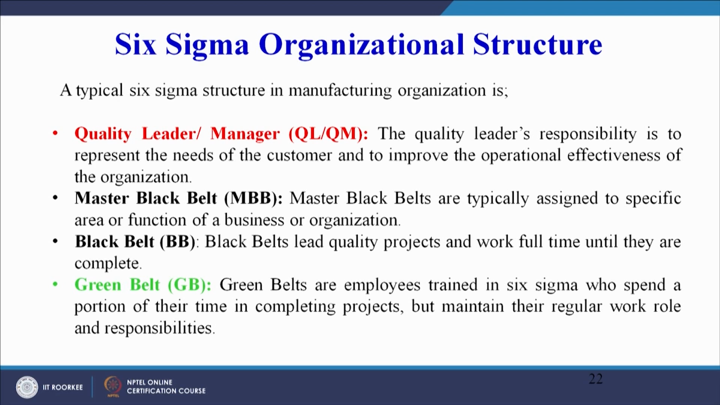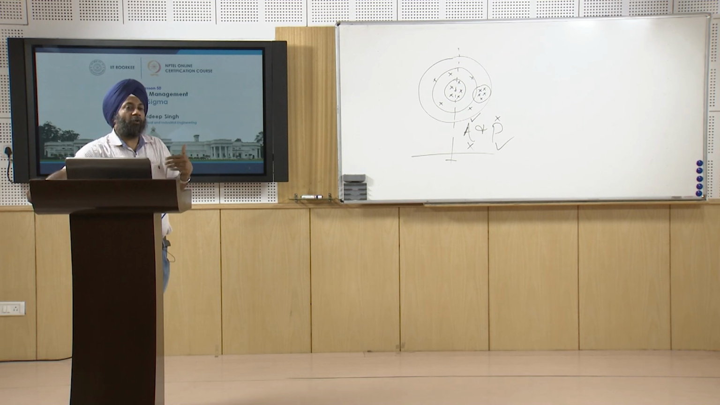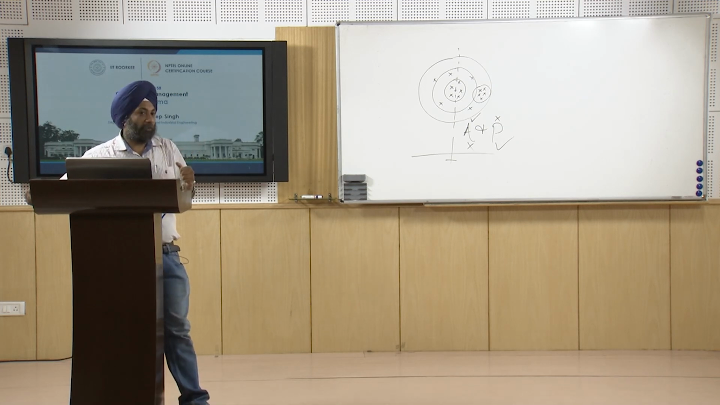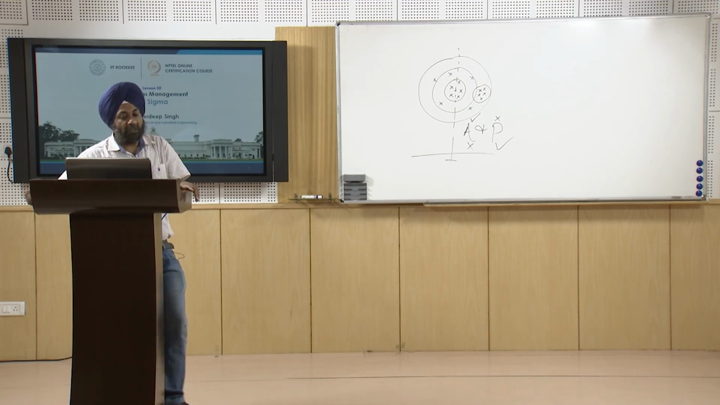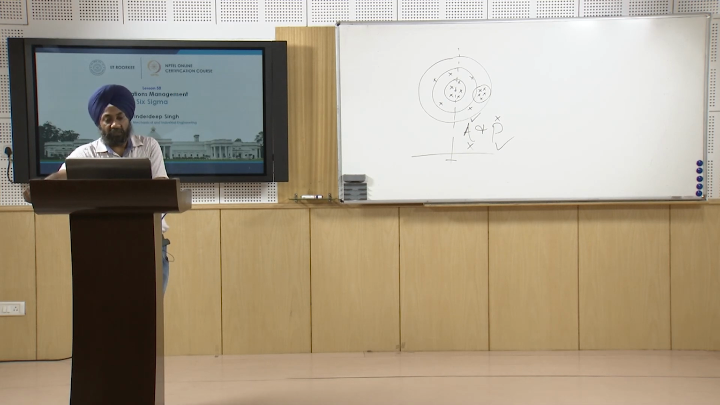Then the black belts lead quality projects and work full time until they are complete. And green belts are employees trained in Six Sigma who spend a portion of their time in completing the projects but maintain their regular work role and responsibility. So, maybe in Six Sigma once you undergo the training you may be a green belt or a black belt or a master black belt. That depends upon your level of training and the kind of projects that you can handle or will be assigned.